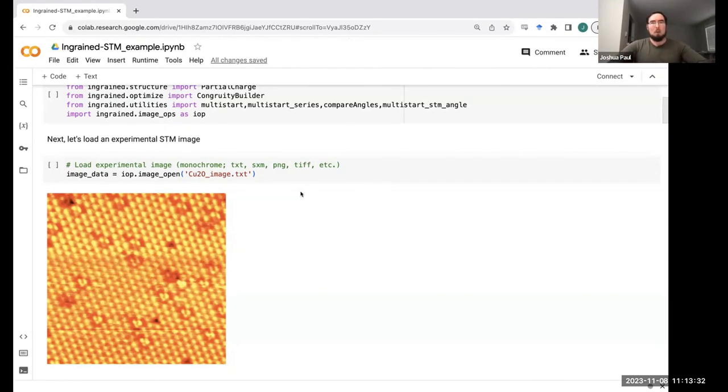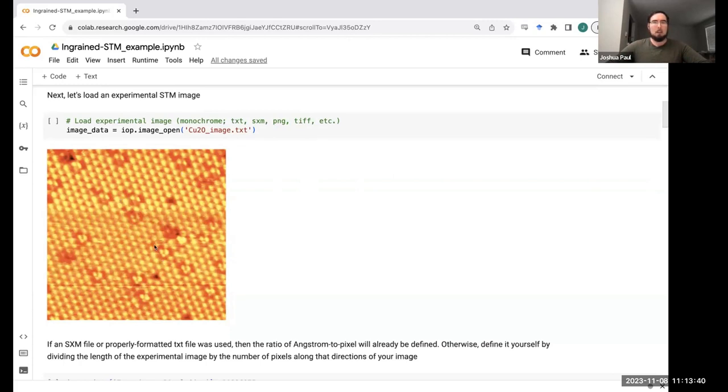So anyhow, for any Ingrained run, you need to start with an experimental image. So here we have the cuprous oxide 111 facet loaded. The experimental image can be a text file, an SXM file, PNG, TIFF, etc. The important part is just that it's monochrome.